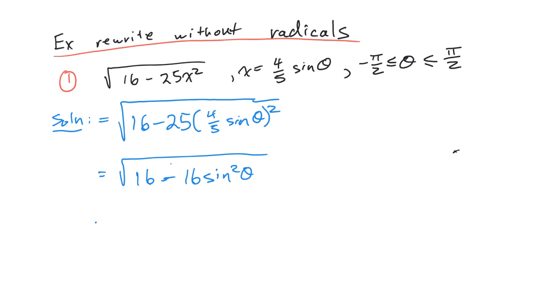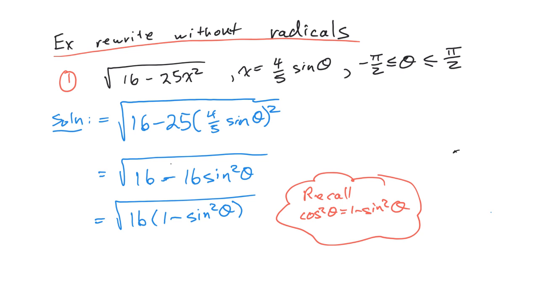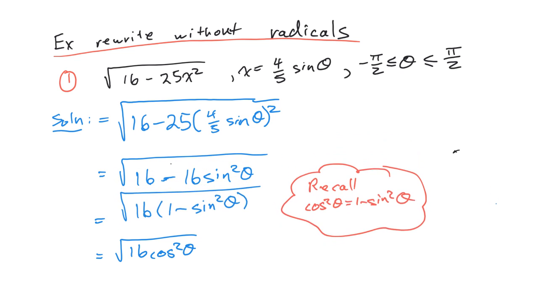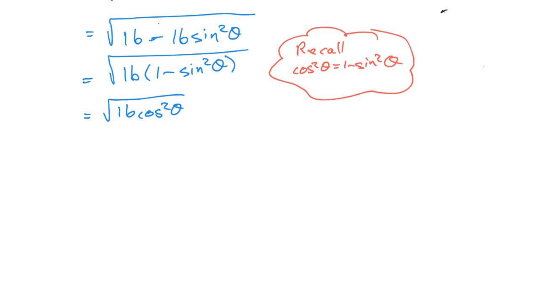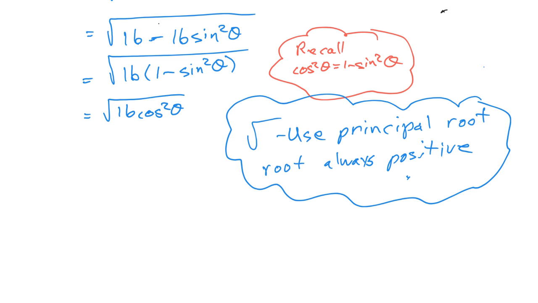Now what we can do is factor. And now, since we have 16 times 1 minus sine squared theta, you need to recall this. And now we finish. We end up with the square root of 16 cos squared theta. And unlike the math that we studied before, where we would always take the plus or minus, we don't have that option here. In these problems, we're going to use the principal root. In this case, the square root, we're using the principal root, which is always going to be positive.